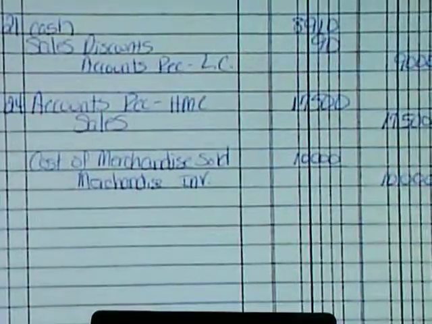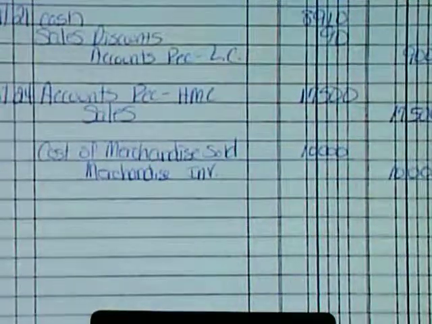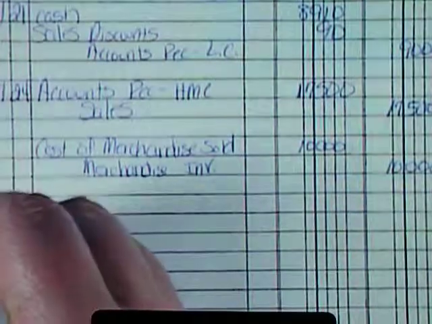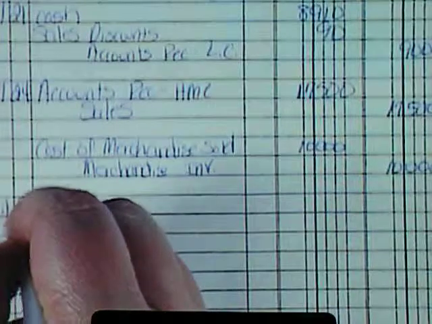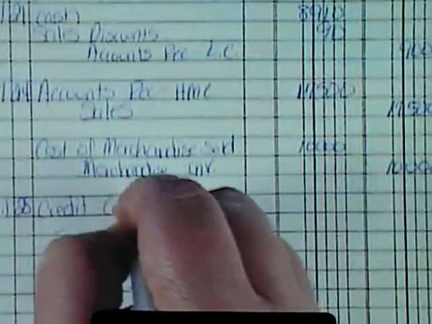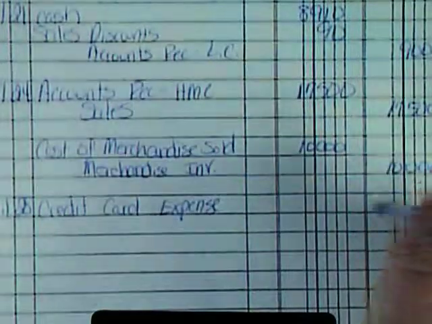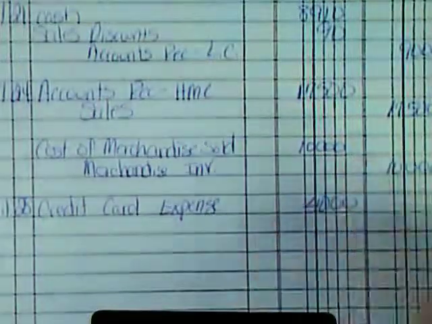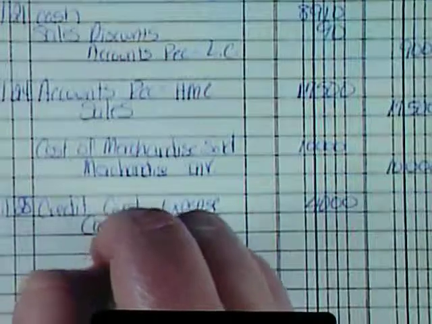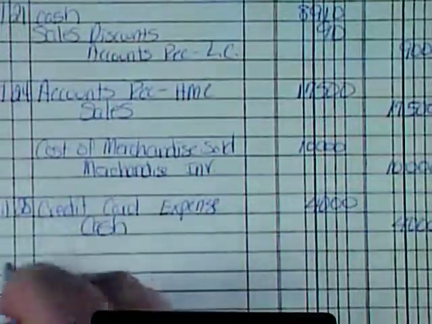Alright, moving right along. On April 28th, we paid the service fee to Visa for $4,000. So on April 28th, we are going to debit credit card expense. Those are our fees for accepting credit cards and things like that, $4,000. And then we're going to credit the cash account for $4,000 because that's how we actually paid for it.